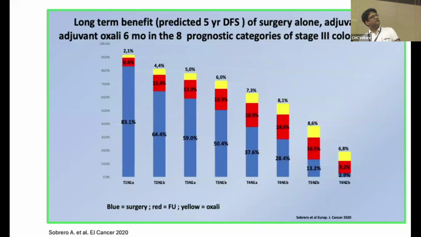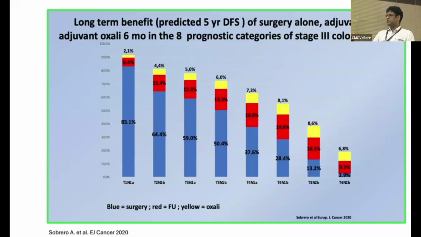You can see here, for T1 node positive patients, 83% of them were cured anyway with surgery. The benefit of giving 5-FU was 6%, and the benefit of giving oxaliplatin was 2%. But as you go down the graph, surgery alone is unlikely to cure the patient. When you added on the chemotherapy, you got so much benefit. The message is that as you go into more and more advanced stages of disease, surgery alone is unlikely to cure a patient. You need the adjuvant chemotherapy.